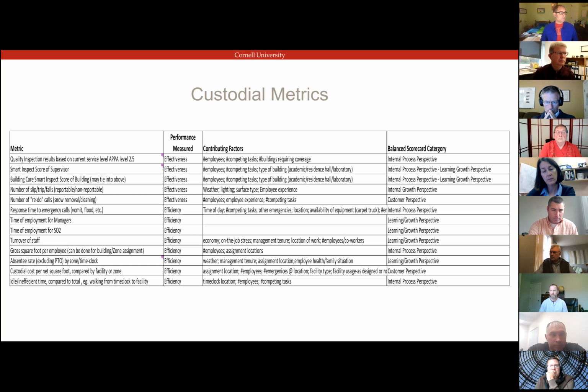And it's marketing and number of trips, canceled, weather events, all of these things. So these would be the contributing factors that, if the quality inspection results based on current service level APPA 2.5 is either higher or lower, then you'd start looking at number of employees, number of completing tasks, buildings requiring coverage, and there may be more.